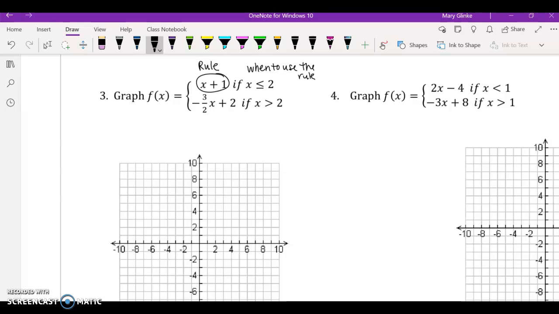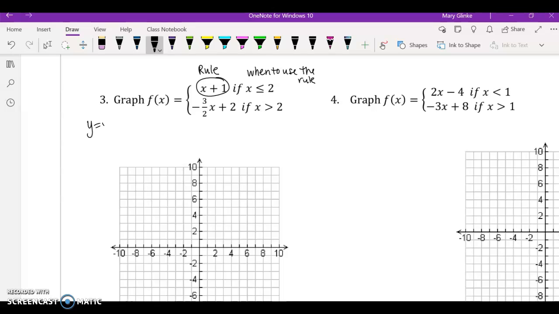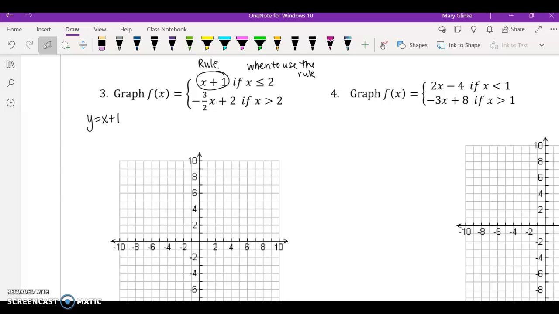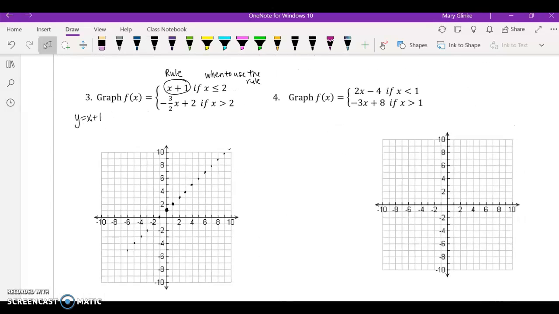So if I had just given you, oh, I'm so sorry. If I had just given you y equals x plus 1 and I said graph that, you'd say, okay, I can do that. So my y-intercept is 1 and my slope is 1. So I'd graph all of these points and then all of these ones down here. And I would connect those points and make a line.